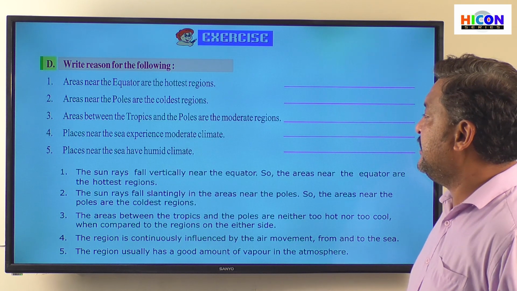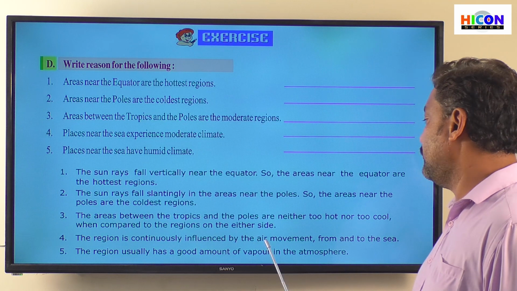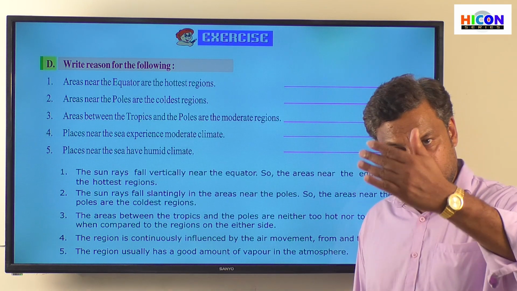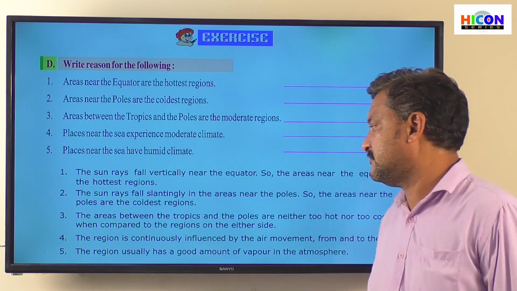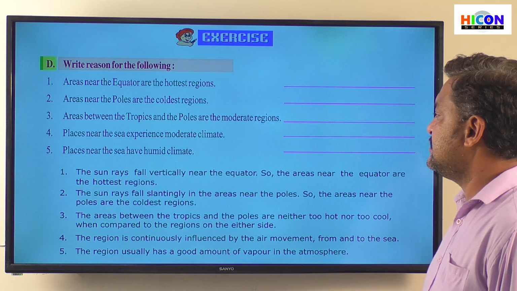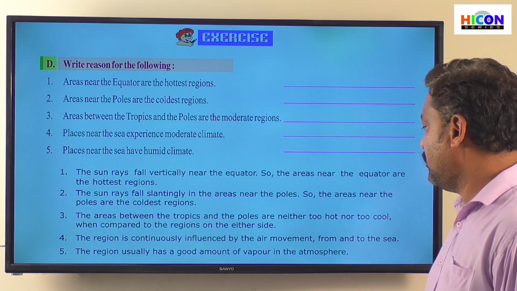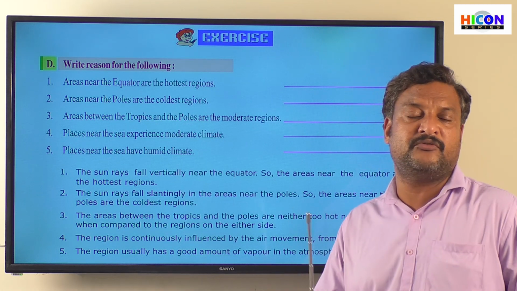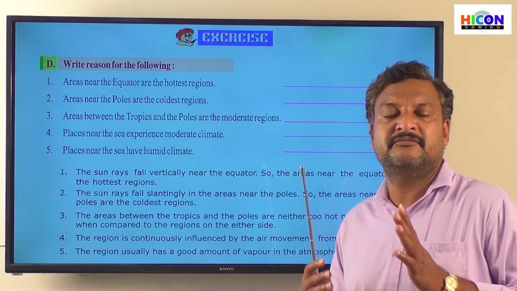Places near the sea experience a moderate climate. The region is continuously influenced by the air movement from and to the sea. From the land to the sea, from the sea to the land, isn't it? Places near the sea have a humid climate. The region usually has a good amount of vapor in the atmosphere. The coastal regions always have a good amount of vapor in the atmosphere, and it makes the air very heavy, humid, right?